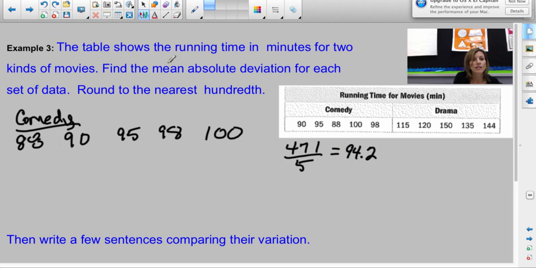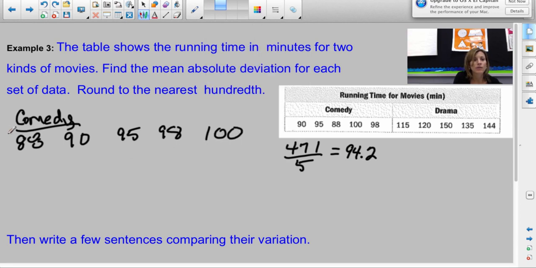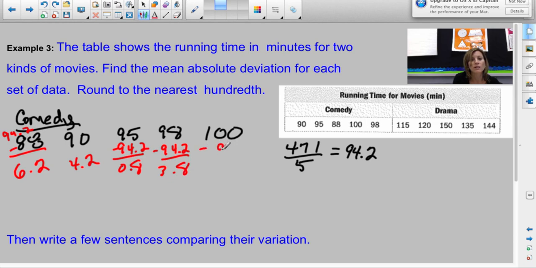Okay, so I'm now going to take the 94.2 and subtract the 88, which was 6.2, and the 94.2 minus the 90, which is 4.2. And I got 0.8 here, minus the 94.2, which gives me 3.8 here, and the 100 minus the 94.2, which gave us the 5.8 there.